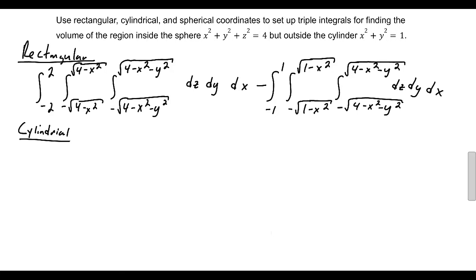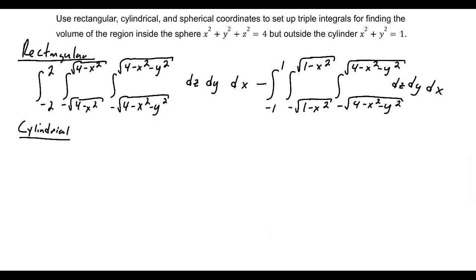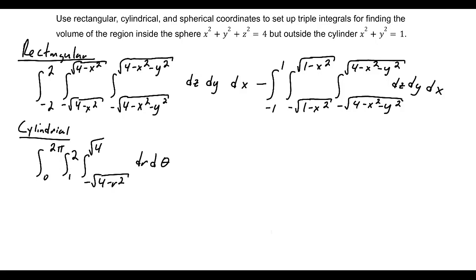So we can write this as one triple integral, and that will be the integral from 0 to 2 pi with respect to theta of the integral from 1 to 2 with respect to r of the integral from negative square root of 4 minus r squared to square root of 4 minus r squared with respect to z of the function r.